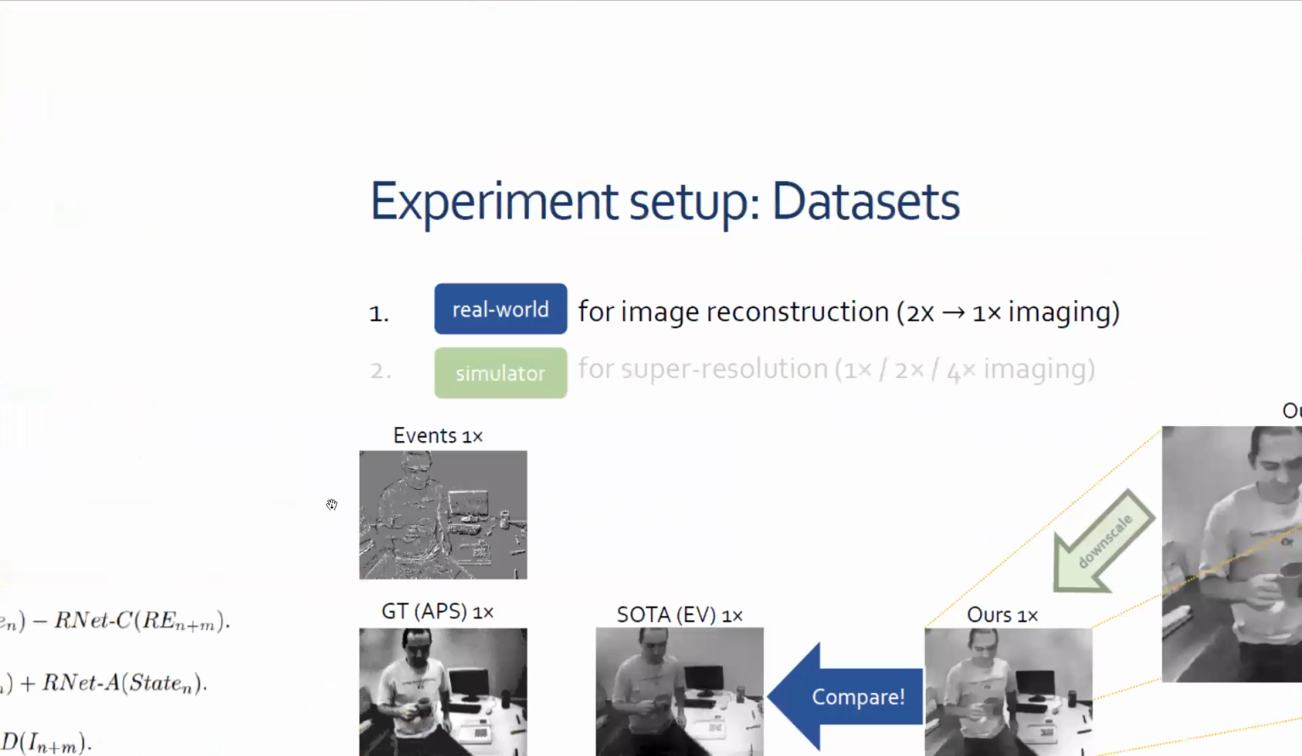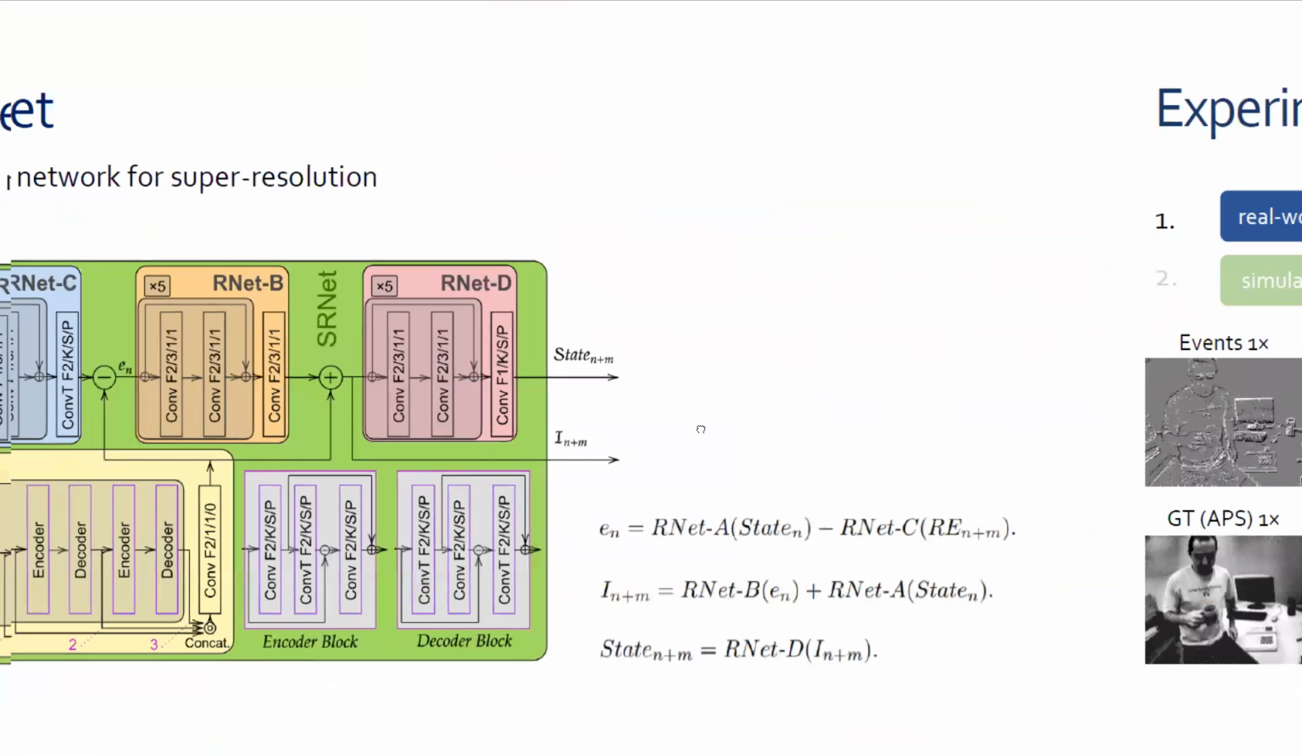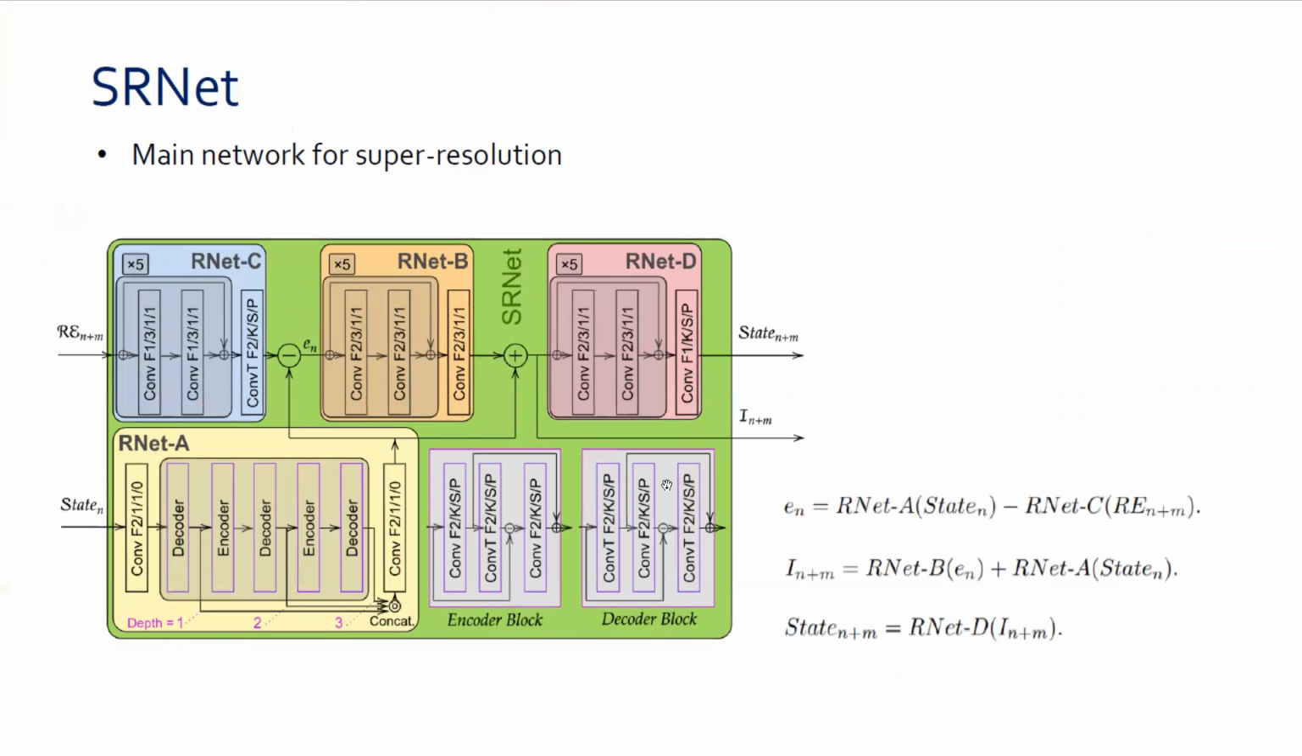The SRNet, which is responsible for the super resolution, is a combination of 4 residual networks, which has RNet A as its deepest design. So we designed these connections so that the reconstructed image mainly relies on new incoming events, while also considering previous states.